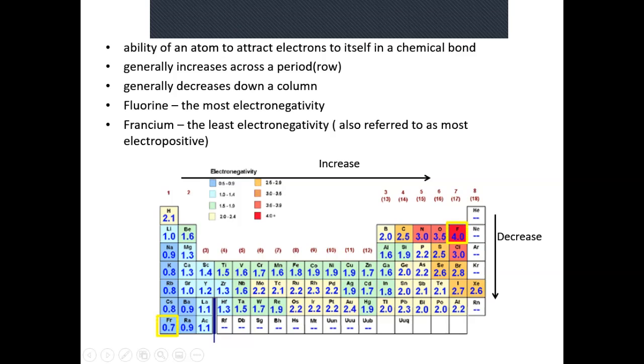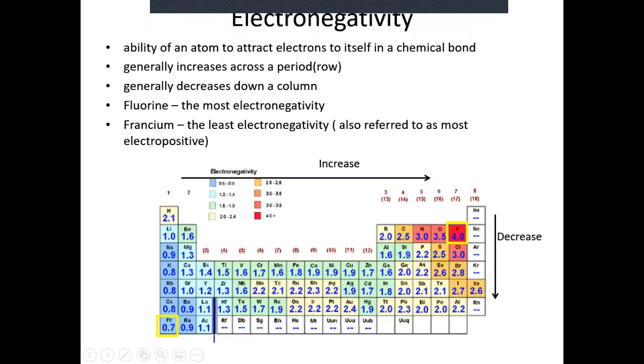You should remember that. Followed by oxygen second, and then nitrogen and chlorine come in around third. So the further you are from fluorine, the less electronegative you're going to be, aka the less negative you are. Fluorine is the most negative element on the periodic table. That's why fluorine always likes to have a -1 charge. Whereas francium, on the other hand, is the least electronegative element. We refer to it as electropositive.